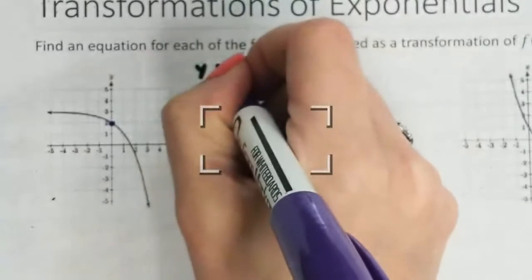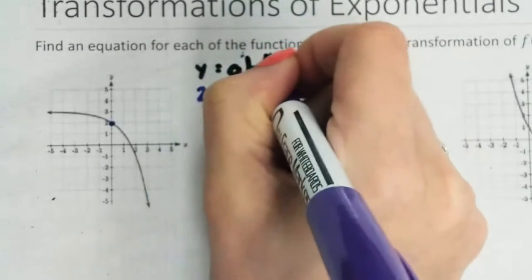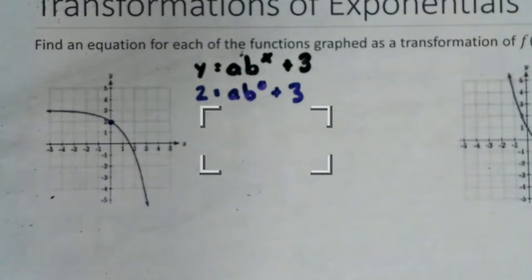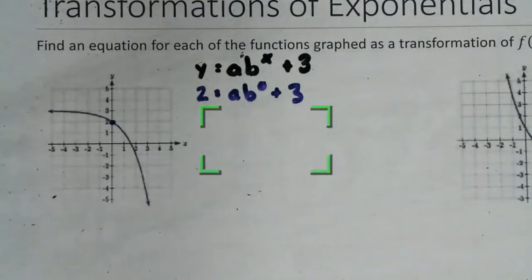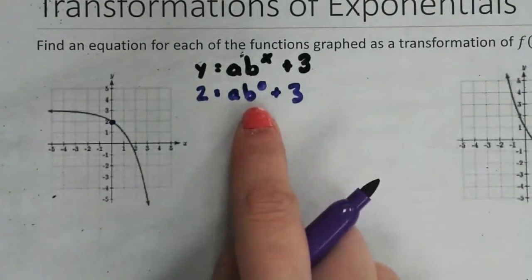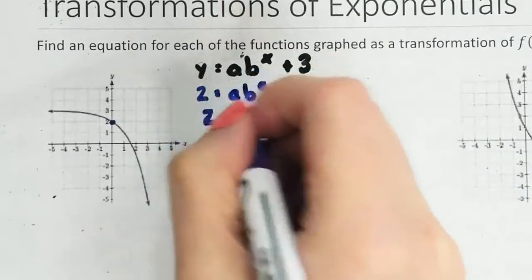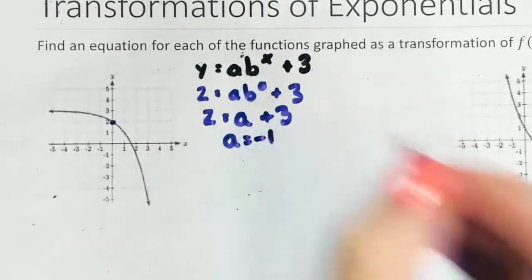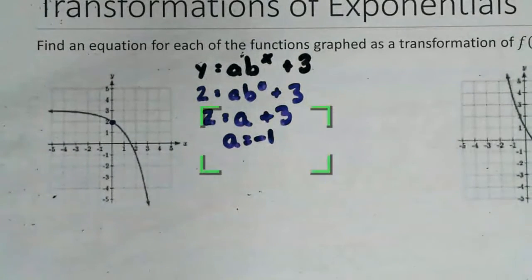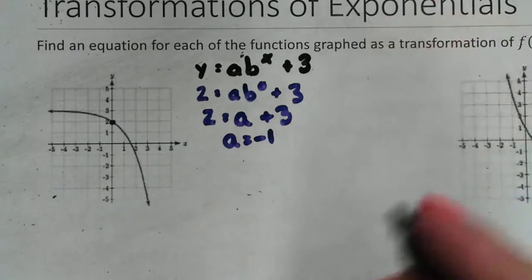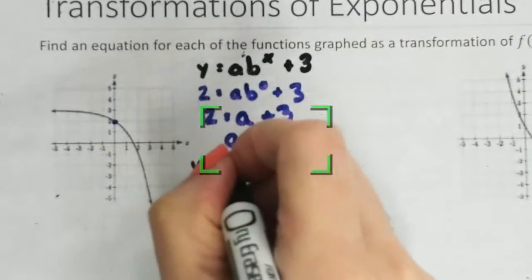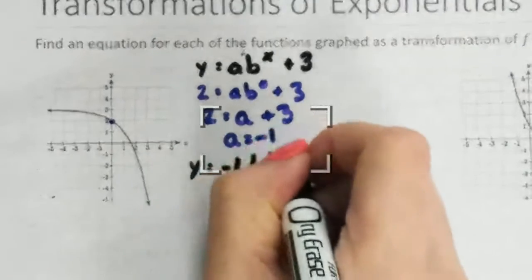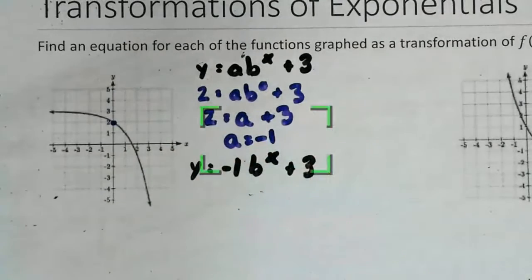So I'll have 2 equals ab to the 0 plus 3. So I'm plugging in 0 for x and 2 for y. But b to the 0 is just 1. So I'll have 2 equals a times 1, which is just a, plus 3. And if I subtract the 3 over, I get a equals negative 1. Now that I know what a is, I can replace it in my generic equation, and I have y equals negative 1 b to the x plus 3.